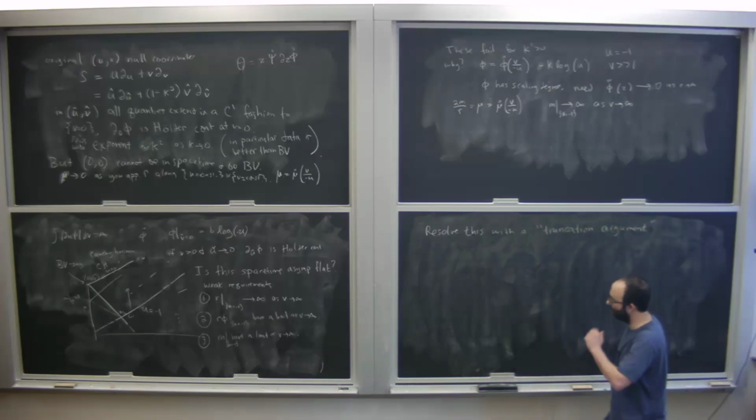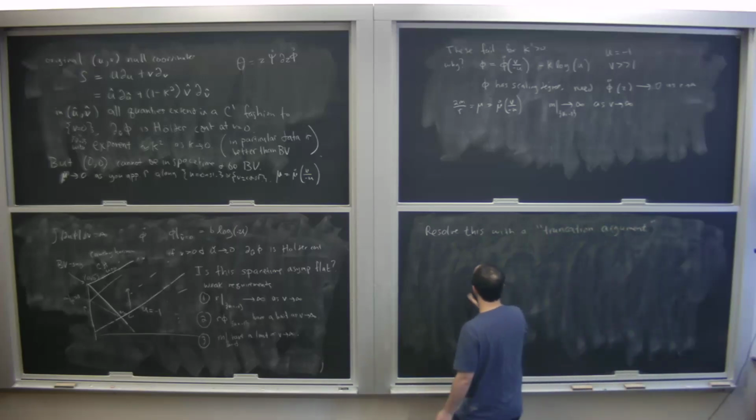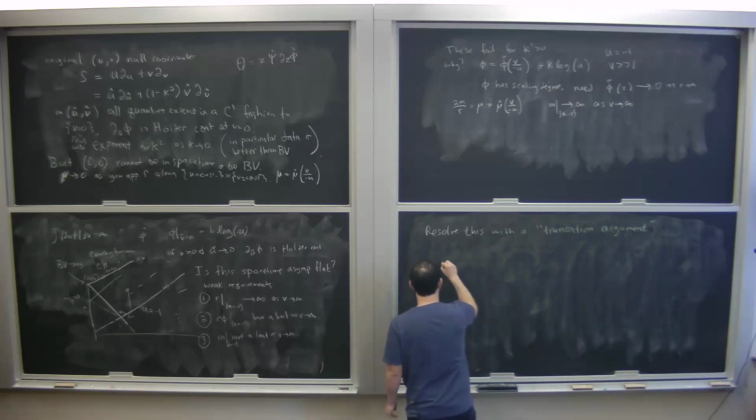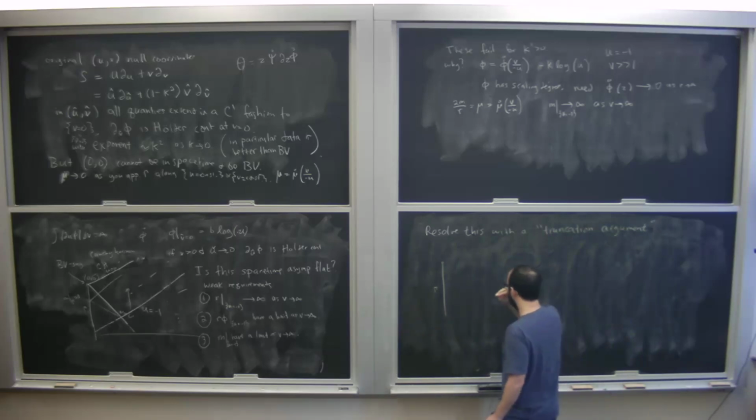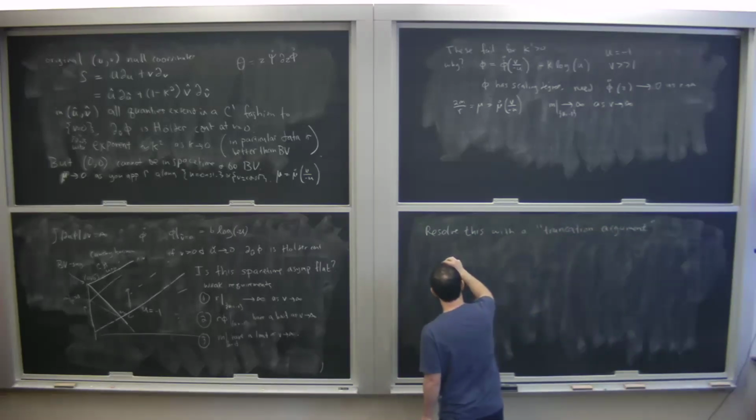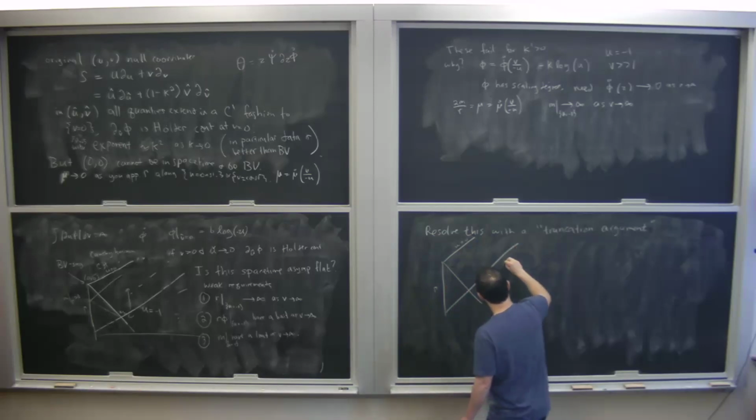Let me draw the picture for what I mean. Well, I'm not really going to. Again, I'm just going to indicate what the steps of the proof would be. I'm not going to do them. Some of it involves something that we'll discuss later. So here's u equals 0, here's v equals 0, and here's our u equals -1.